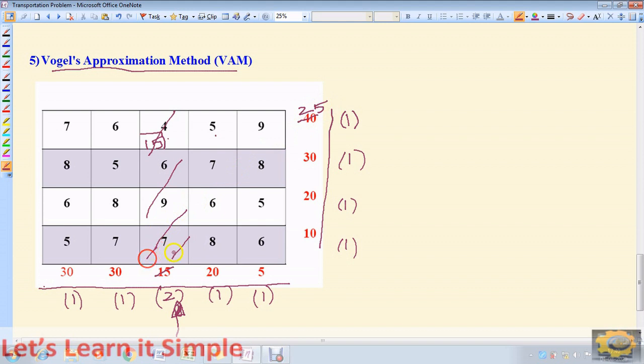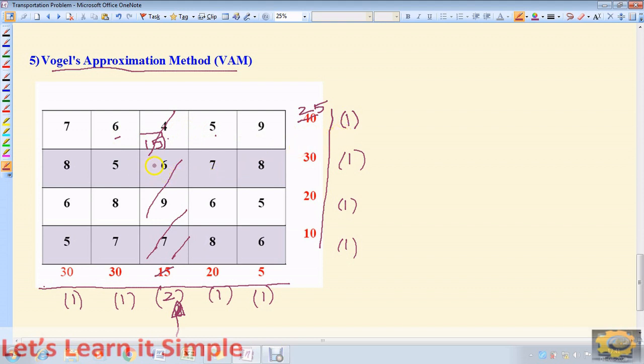Now this is the first iteration. Now in the second iteration, we have 7, 6, 4 has been struck off, 7, 6, 5, 9, 8, 5, 7, 8 in the second row, 6, 8, 6, 5 in the third row, and so on. Now again, we need to check the difference between the least cost and the next least cost. If we check the first row, 5 is the least cost because 4 has been struck off. The next least cost is 6. So 5 and 6, again 1 here.